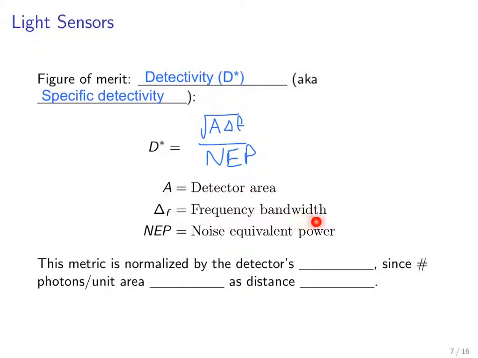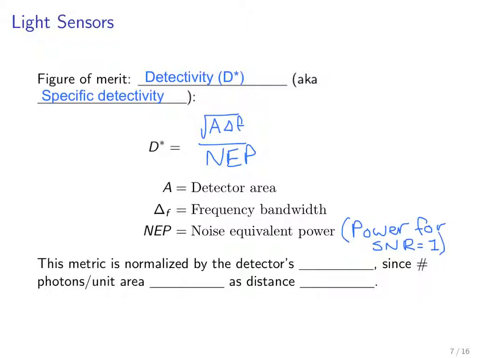Delta F is the frequency bandwidth over which you're measuring the light, or 1 over the wavelength. And NEP is the noise equivalent power. So that is the power required to get an SNR of 1 for a given sensor. And so that's going to be sensor dependent.